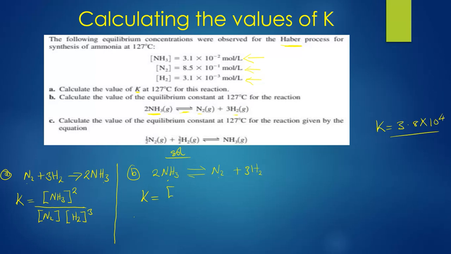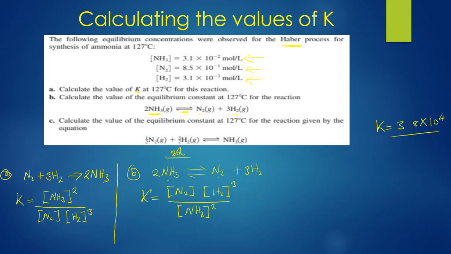So we're going to have the equilibrium concentration of the products on top, which is nitrogen and hydrogen, over the equilibrium concentration of the reactants. So we're going to have NH3, then each raised to their coefficient. So ammonia will be raised to the power 2, hydrogen will be raised to the power 3. Have you seen this expression and the first one? It's just the reverse. In other words, it's a reciprocal. This one is a reciprocal of the first one.